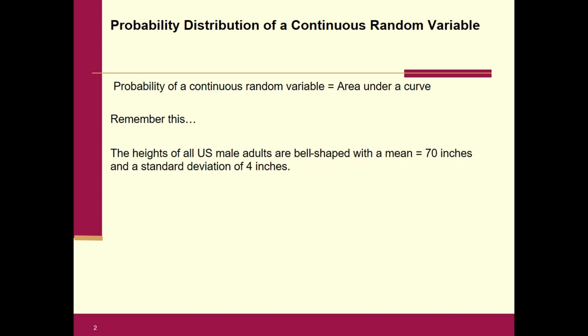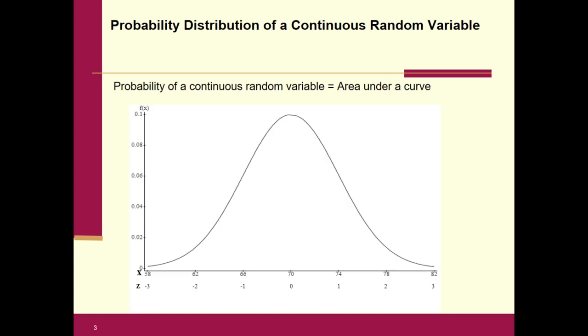So remember this problem? The heights of all U.S. adult males are bell-shaped with a mean of 70 and a standard deviation of 4. And so we said mu is equal to 70, sigma is equal to 4, right? And then we put it on a graph. Notice here that I have 70 in the middle. And since the standard deviation is 4, we have 70, 74, 78, 82, 66, 62, 58. And that first axis is in terms of x.